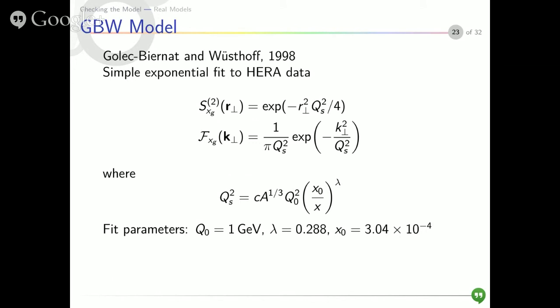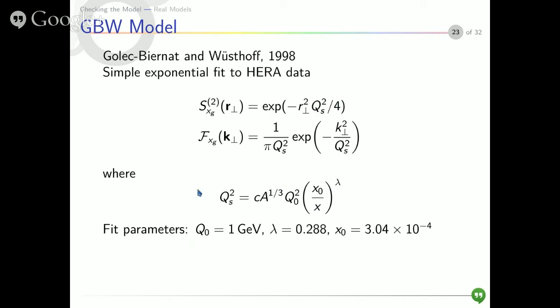Golec-Biernat and Wüsthoff invented this in 1998, and I'm not sure exactly how they did it, but for some reason they just came up with some function that, when you plug it in, happens to match data reasonably well. They wrote a reasonably short paper on how to do this, and this was their guess at what S should be. It's just a simple exponential function: e to the minus r squared times the saturation scale squared over 4.